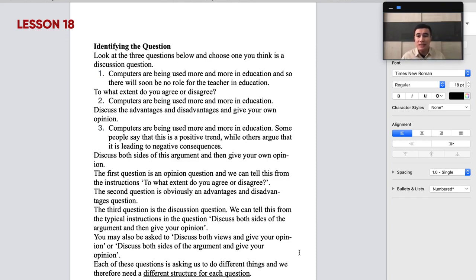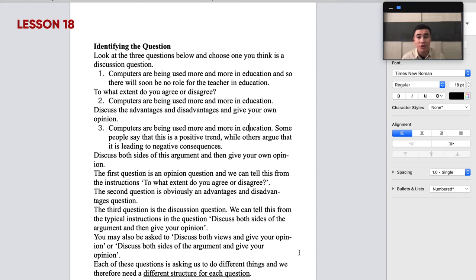First, let's discuss each question, guys. The first question is an opinion question and we can tell this from the instructions: to what extent do you agree or disagree? So here you have to discuss one side, guys, and expand on this idea. The second question is obviously an advantages and disadvantages question, and the third question is a discussion question.